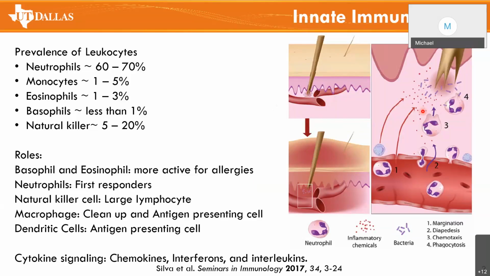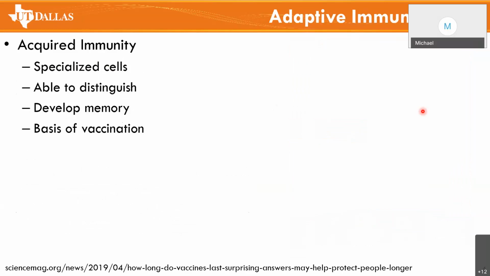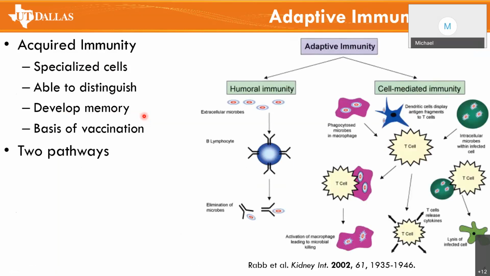But what happens when the innate immune system can't stop the spread? And so another role of the dendritic cell is linking to our adaptive immune system. So we have something called acquired immunity. And these are our specialized cells that are able to distinguish and develop a memory against specific pathogens. This is the goal of vaccines. They want to activate the adaptive immune system. And it has two pathways it can go through.